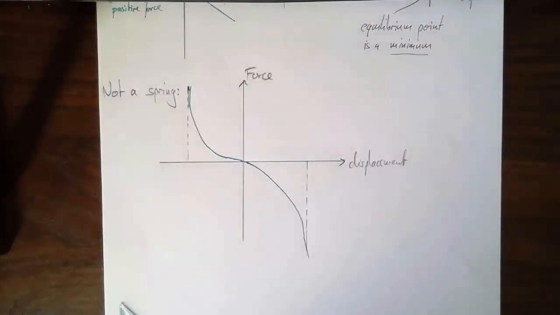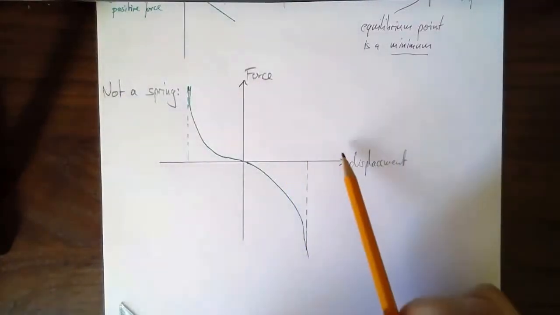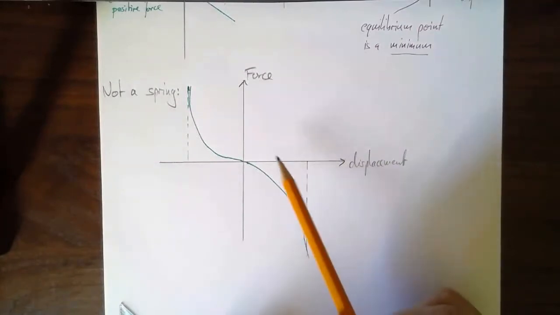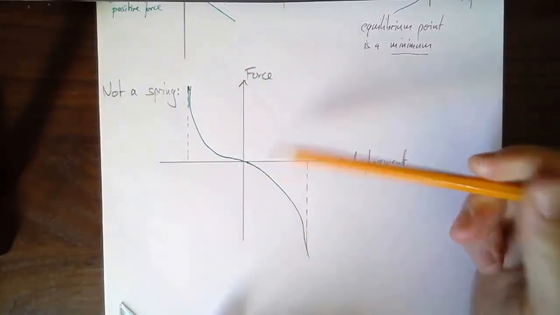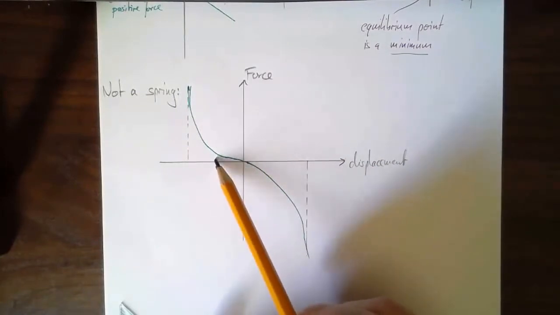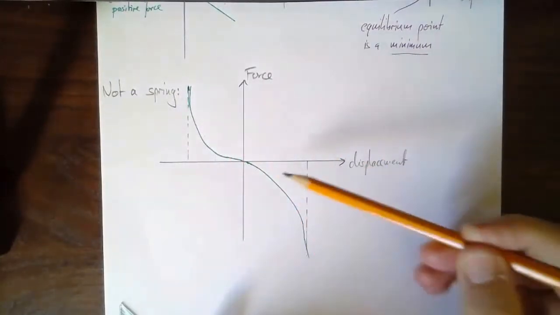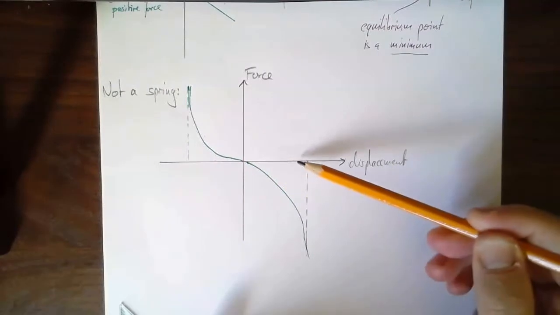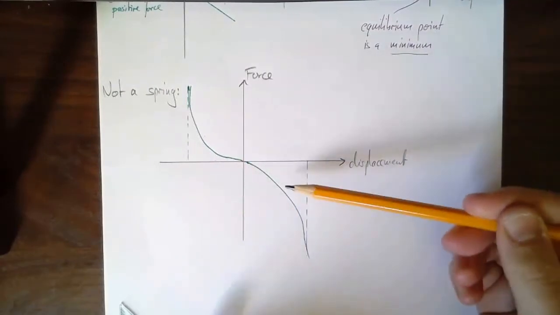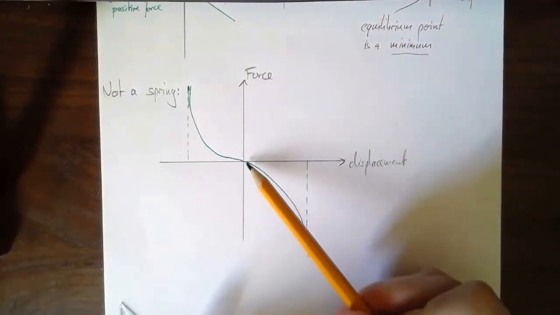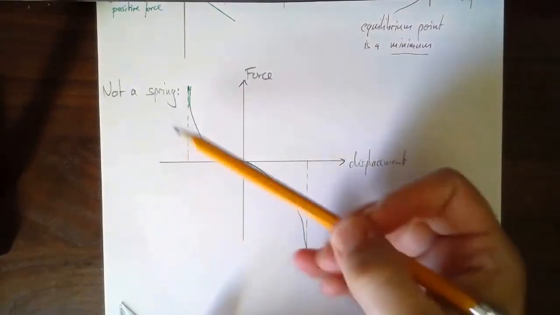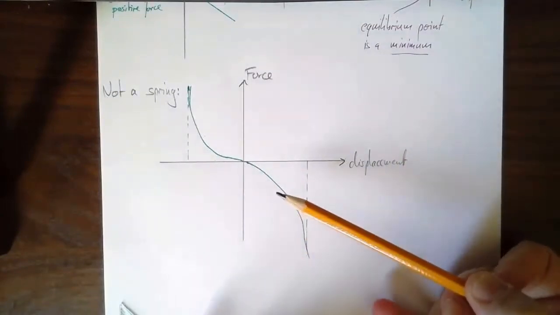So here's an example of a graph that shows a force against displacement that's not a spring, right? This is not a straight line. But it is a restoring force, because if displacement is to the left, the force is positive to the right. If displacement is to the right, then the force is negative, therefore in the opposite direction of the displacement. So it is a restoring force. It's not linear, it's not a straight line. Now, this could represent the ruler, perhaps.